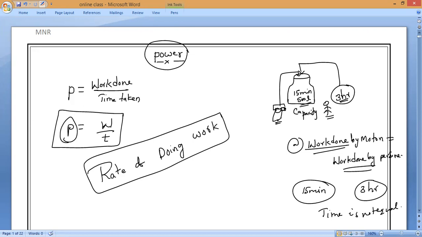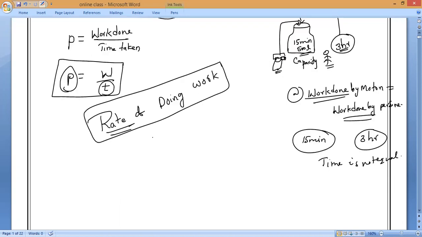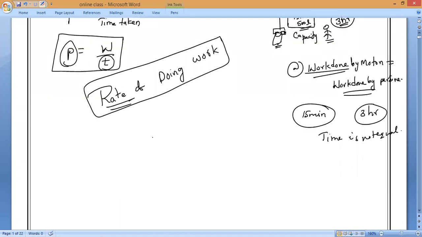Whenever you get a rate of doing something, please remember it is with respect to time. That is the meaning of that. Now, as we all know, from the beginning of this chapter, work done by the body is equal to something. What is that, guys? Anybody can tell?